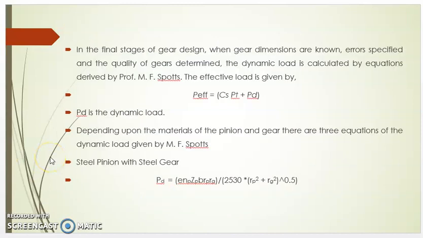Therefore, in the final stage of gear design, when the gear dimensions are known, errors are specified, and quality of gears is determined, the dynamic load is calculated by the equation derived from Buckingham. The effective load is given by P effective is equal to CS PT plus PD, where PD is the dynamic load. It depends upon the materials of the pinion and gear. Therefore, for steel pinion and steel gear, PD is equal to e n p z b rp rg divided by 2530 into square root of rp square plus rg square.